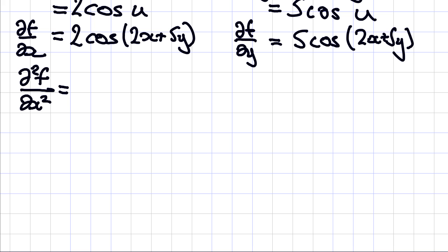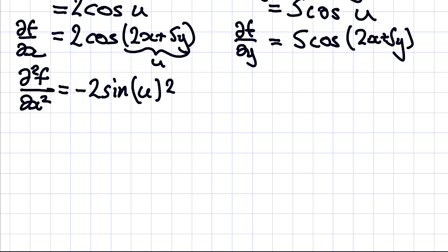So bearing in mind that 2x plus 5y is u, so df dx is 2 cos u. I first of all take d by du of that to get minus 2 sine of u. And now I take du dx, and that just gives me another factor of 2. So I can tidy this up. I can combine the two 2's, so that's minus 4 sine 2x plus 5y.